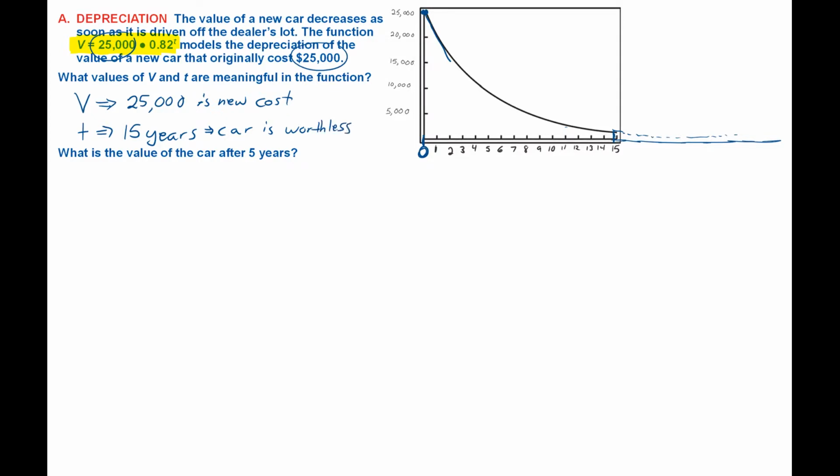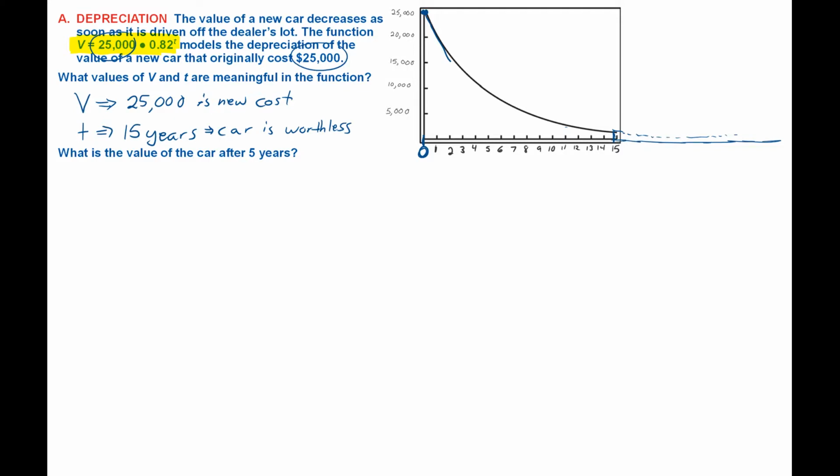After about 15 years, there's no point in selling it or even trying to sell it. You might as well just drive it into the ground and keep driving it until you have 500,000 miles on it, because at that point, it's not worth anything. Okay, so those are a couple meaningful things based on the graph and our function.